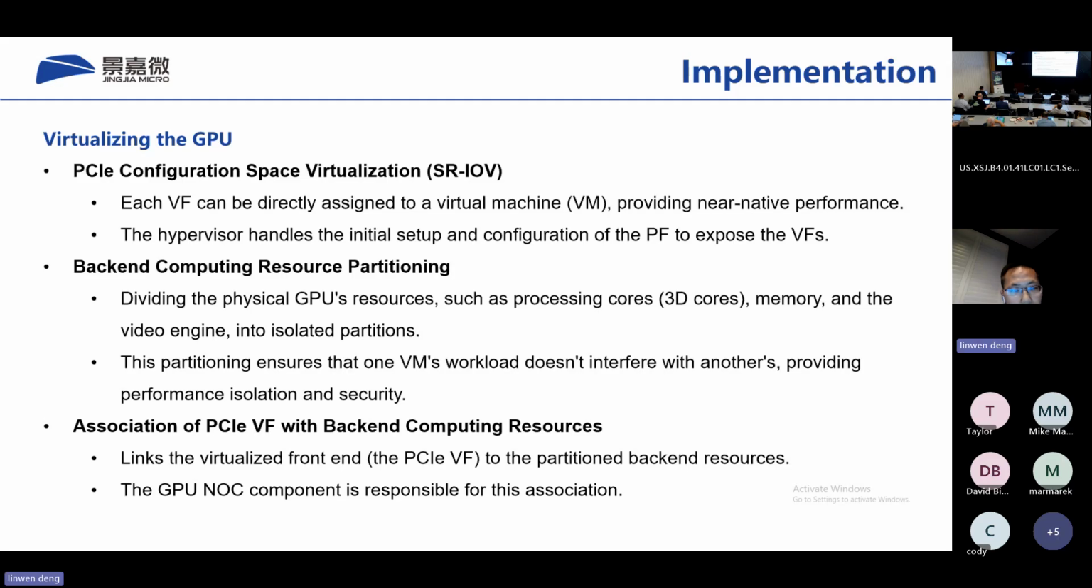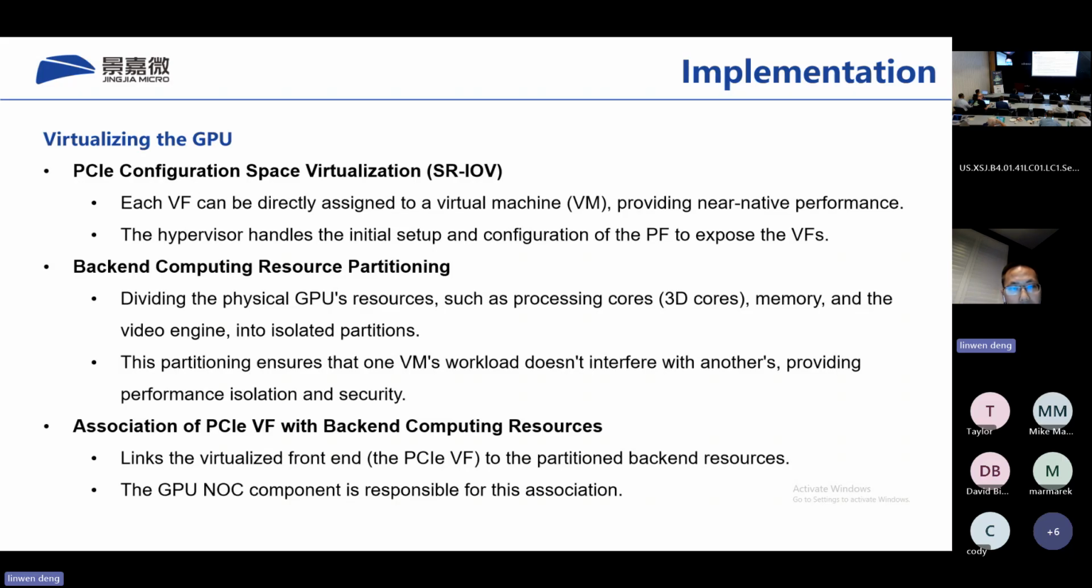And the last step, and also the most critical step, is association of the VF with the backend resource. This is the magical part where we link the virtualized front end, the VF, that we send to the virtual machine with the partitioned backend resource. This is handled by the network on-chip hardware.